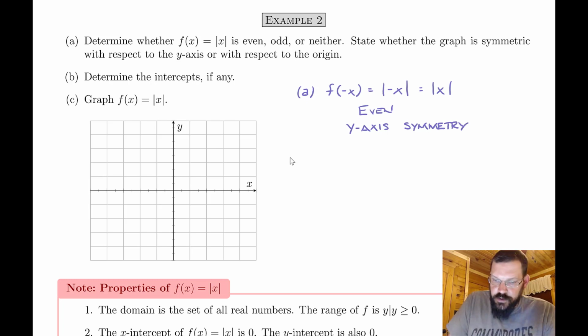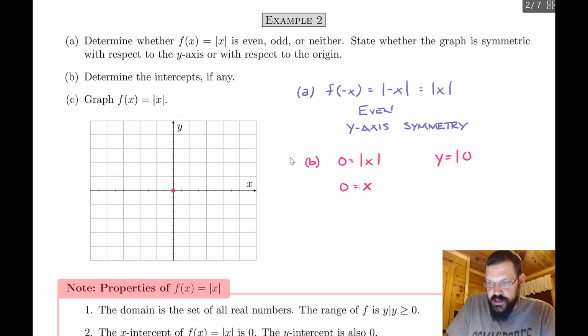Determine the intercepts, if any. So we do the same exercise that we did on example 1. We're going to set y equal to 0. And the only thing that we can take the absolute value of to get 0 is 0. So x has to be 0. So there's the intercept. The other alternative is, what is y when x is 0? Well, that's also 0, so we only have the origin as our only intercept.